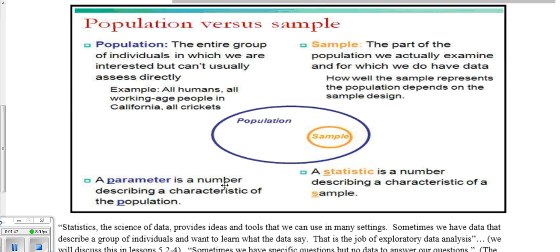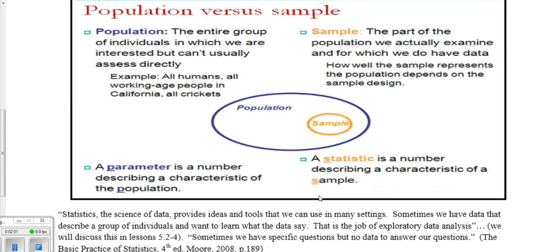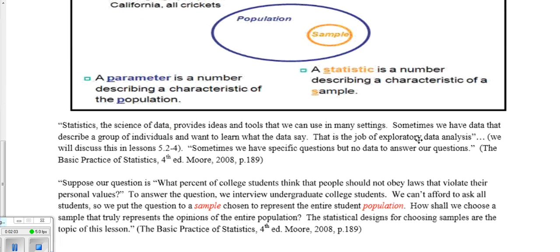A parameter is a number describing a characteristic of the population. Parameter P goes with population P. A statistic is a number describing a characteristic of a sample. S and S. Okay, now I won't read through all of this piece here, but these were quotes taken directly out of some other more statistics-based textbooks. That's why the source was cited here at the very bottom: The Practice of Statistics, 4th edition by Moore in 2008, page 189. So this was a really good textbook that gave us some things to read over.